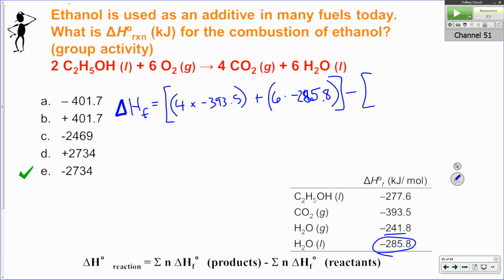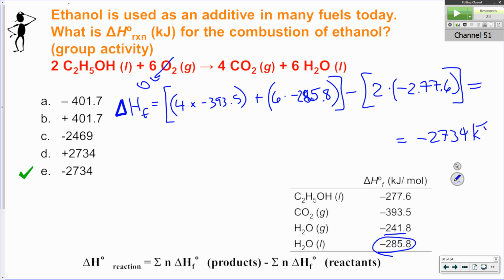Then for the reactants, the oxygen is elemental, so that one's going to be 0. I don't even have to worry about it. It's 2 times the value for ethanol in the liquid state, so minus 277.6. Add it together, and you get minus 2743 kilojoules. Now, this is an example where you really have to look at the states, because we've been doing water in the gaseous state on the previous problem. This one says liquid, and those two things have different enthalpies of formation.